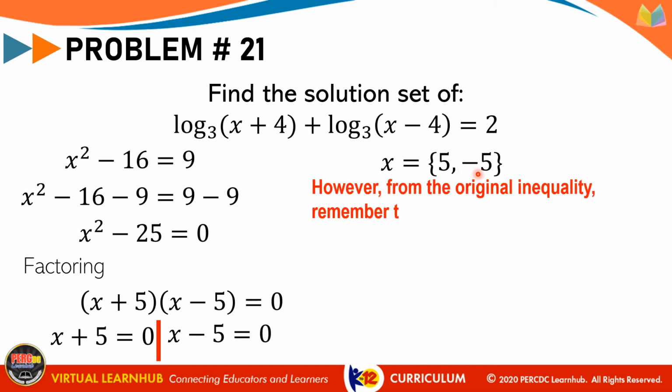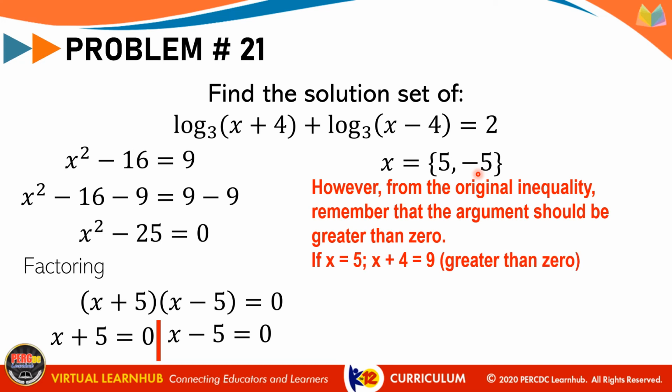However, from the original equation, remember that the argument should be greater than 0. So using x is equal to 5, if we substitute 5 to x plus 4, that will give us 9, which is greater than 0. And if we substitute it to x minus 4, that is equal to 1, that is still greater than 0. Therefore, we can allow x equals 5.